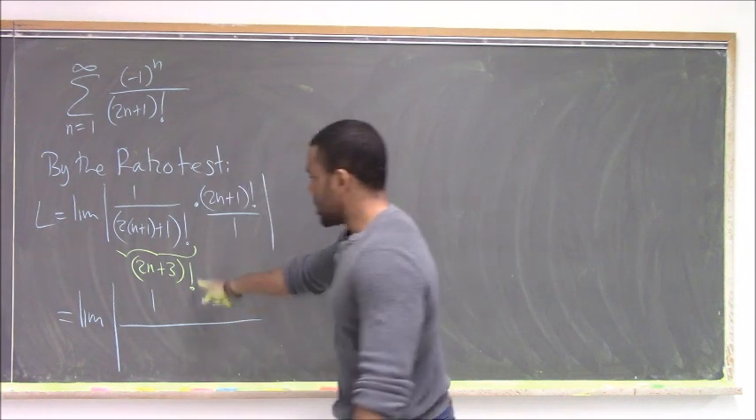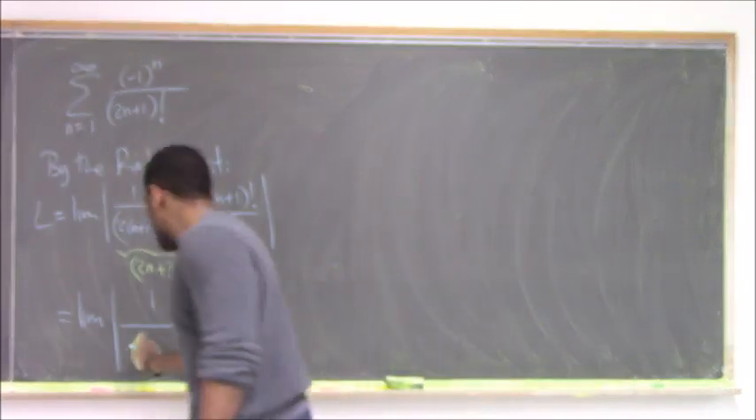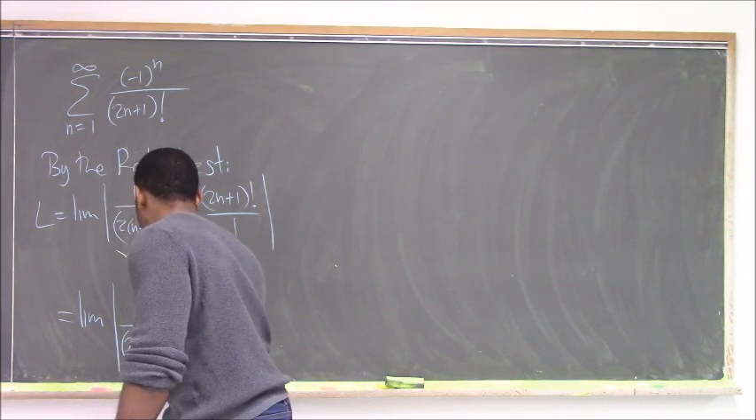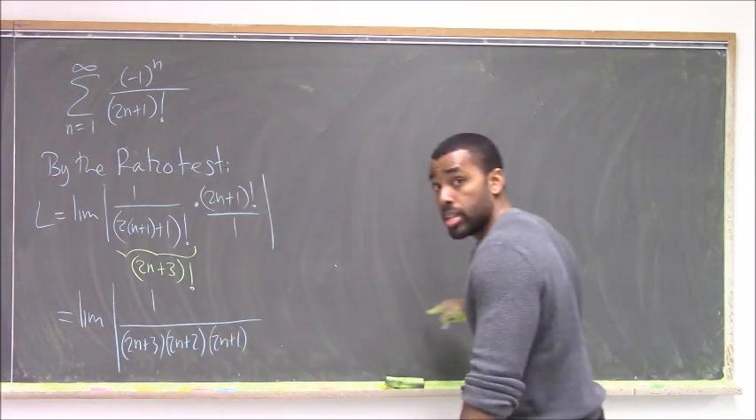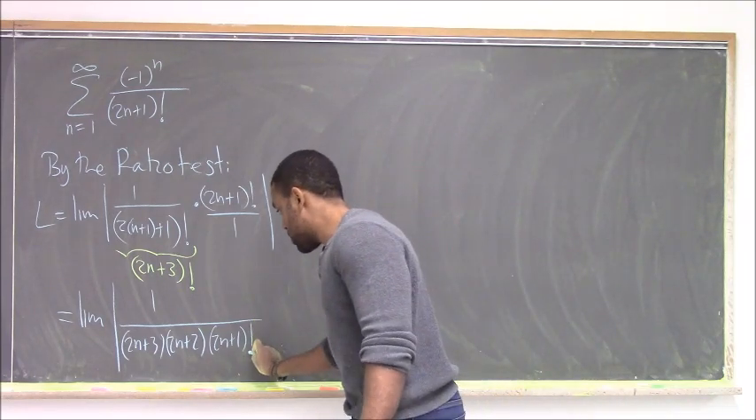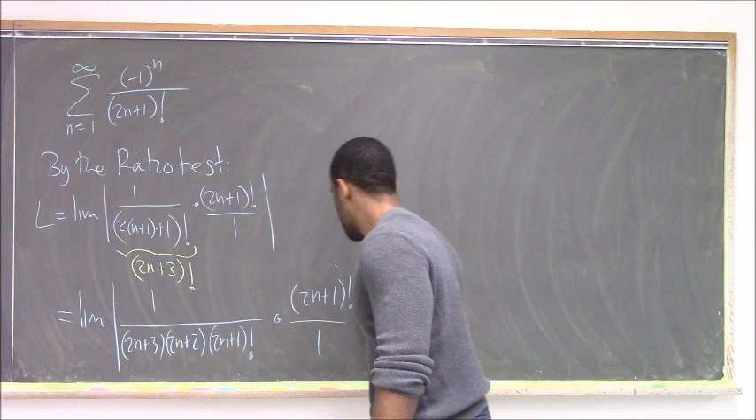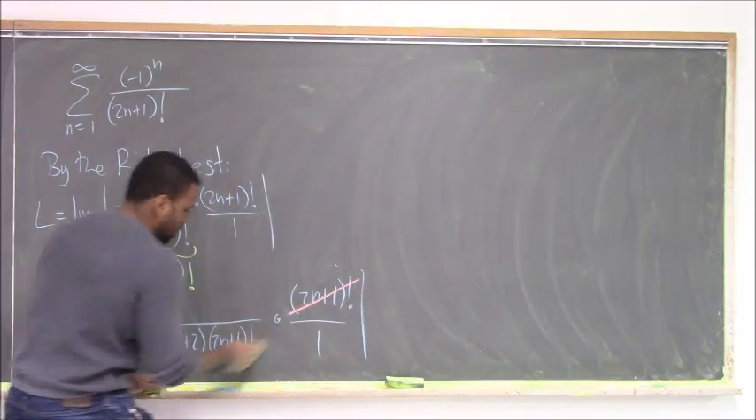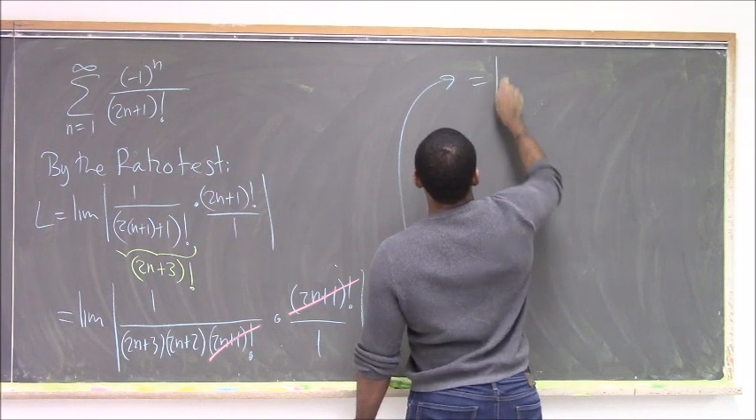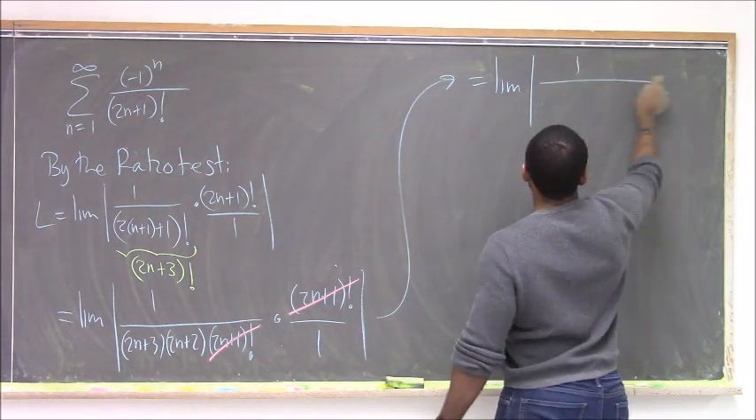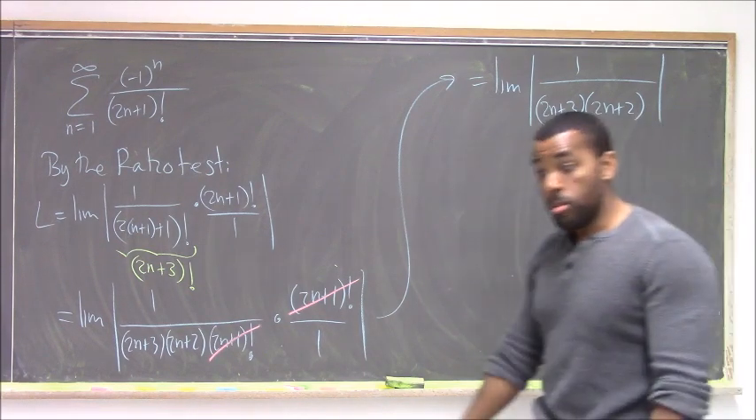Well, if you start writing out what the 2n plus 3 factorial is, it just means you keep subtracting 1 and multiplying until you get all the way down to 1. So it starts out with 2n plus 3, then you're going to multiply it by 2n plus 2, then you're going to multiply it by 2n plus 1, and you'll keep doing that going down to 1. But if you do that, you're just going to be writing out the rest of the terms in 2n plus 1 factorial. This means on the top here, I have 2n plus 1 factorial. This guy is going to cancel with that guy. Now that allows for a very nice simplification here. This means that you have the limit of 1 over 2n plus 3 times 2n plus 2. So having the ratio of factorials was actually pretty convenient.